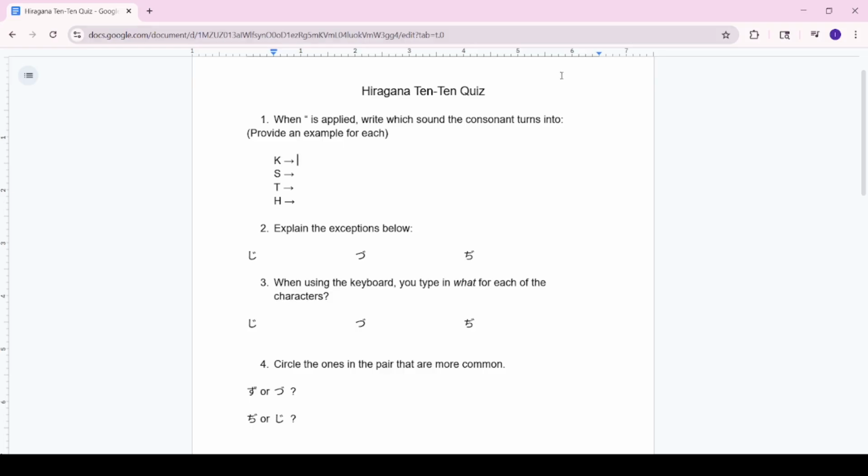So the answer for K is G. So K sounds go to G sounds. For example, ku would become gu. So like ku to gu. Alright, how about for S sounds? Those ones change into Z sounds.